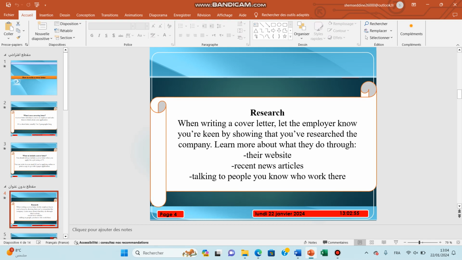Now, research. When writing a cover letter, let the employer know you're keen by showing that you've researched the company. Learn more about what they do through their website, recent news articles, or talking to people you know who work there. So when writing a cover letter, you must do research online, or through articles, newspapers, or simply by talking to somebody who works there. That's what we mean by research: researching the company you're applying for.